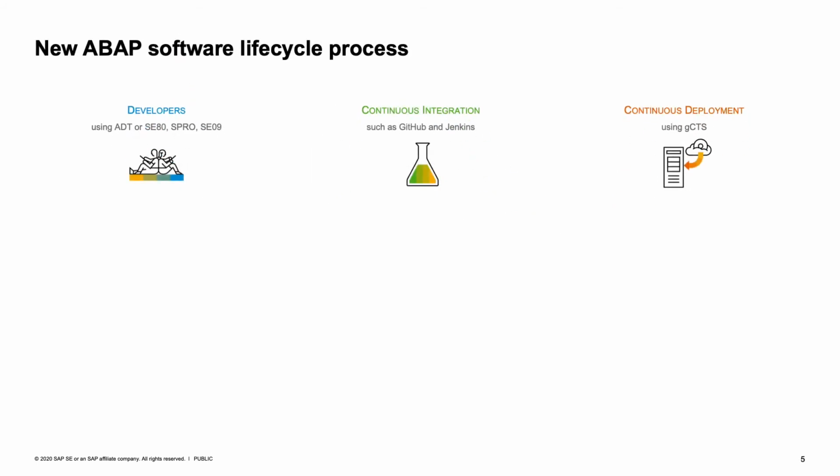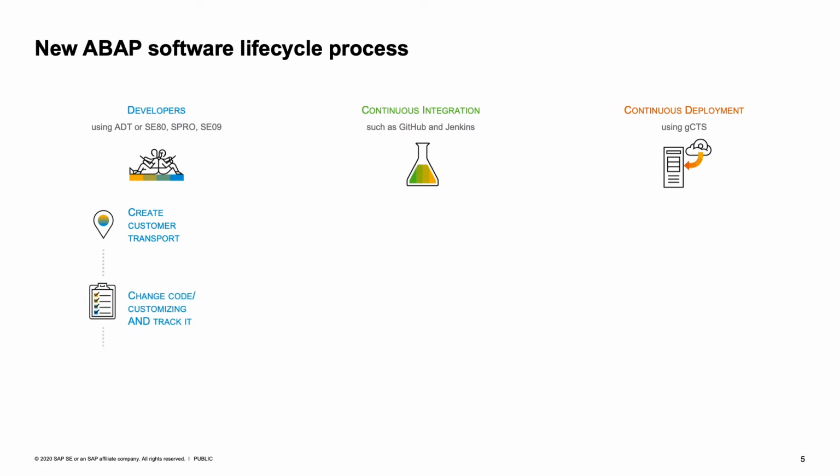So how does all of this work? On this, I would like to show you a short process slide. The developer continues starting where he's used to. So he uses ABAP development tools, for example, or he uses SE80, or he uses SPRO if it's about customizing, and he uses SE09 to work with the transport requests. So he creates first a transport request as he does today, or he gets one that has been pre-created for him. And then he tracks his changes.